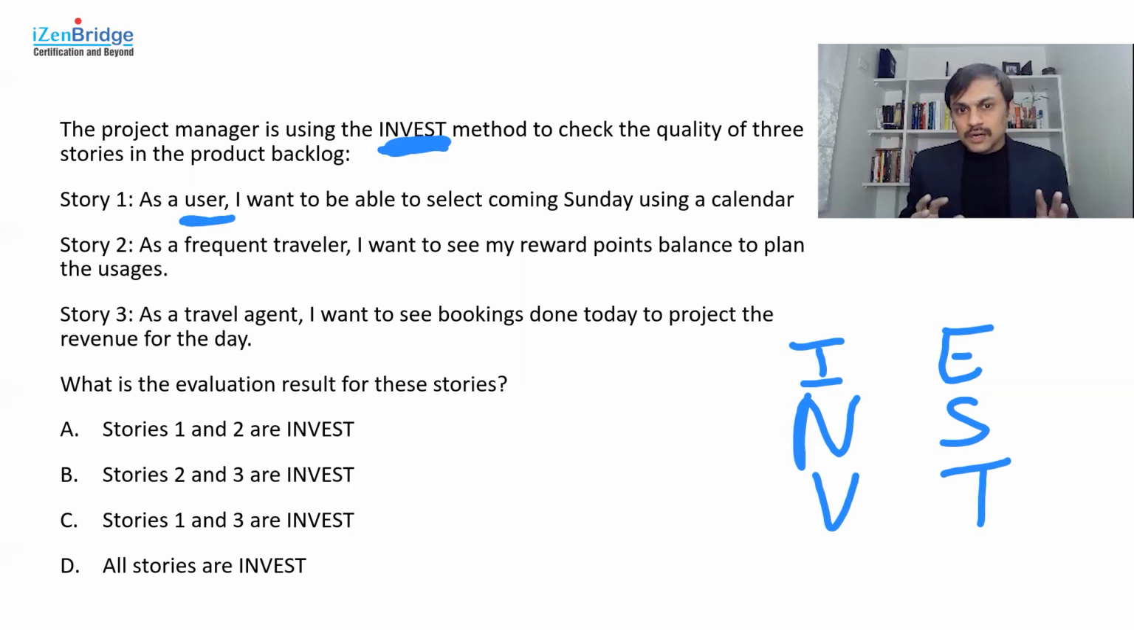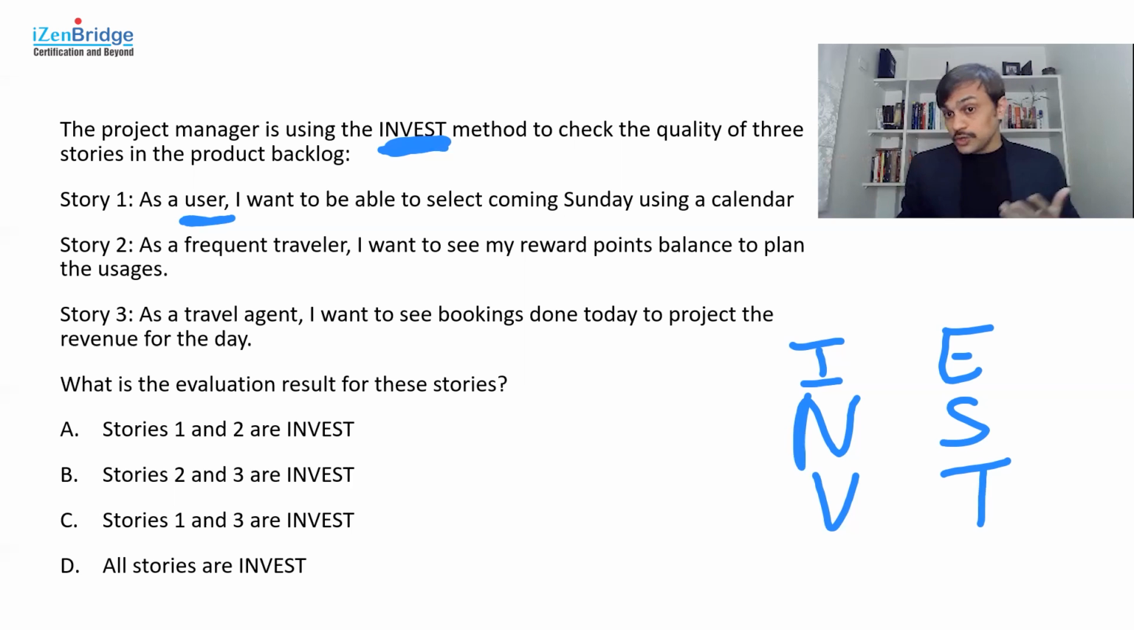So it could be independent, but it may not be independent also, because you might be selecting the calendar in order to get something done. It's not just that you select a calendar and Sunday and something happens. So that part is not clear in this particular user story.